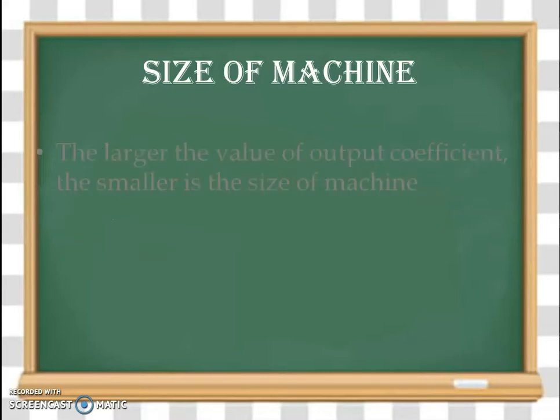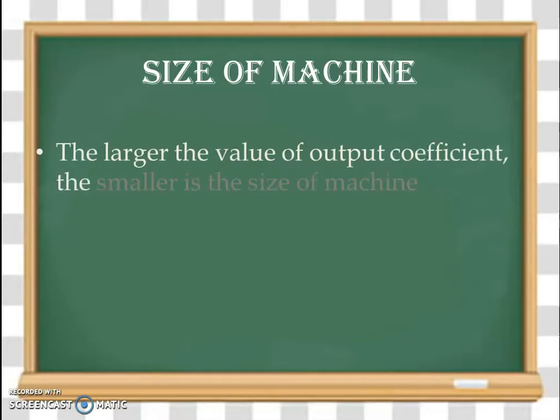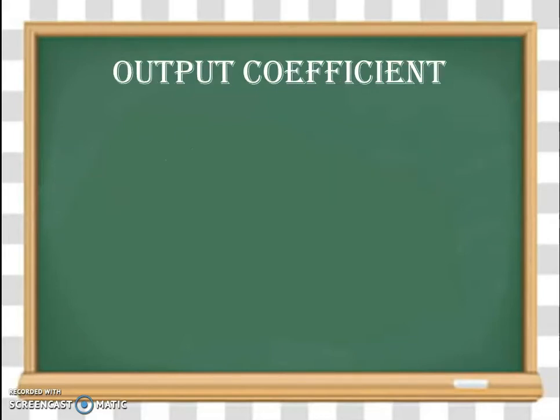The next parameter is the output coefficient. Let us see how it affects the size of the machine. The larger the value of the output coefficient, the smaller the size of the machine, so again it is inversely proportional. If we go for a larger output coefficient, the size of the machine will be smaller and the cost will be reduced. But now we have to study which parameters affect the output coefficient.